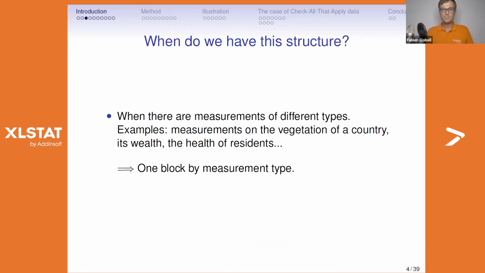So where there are measurements of different types. For example, measurements of the vegetation of a country, its wealth, the health of residents, with more than one variable for the vegetation, for the wealth, for the health. And so we have one block by measurement type on the same countries.